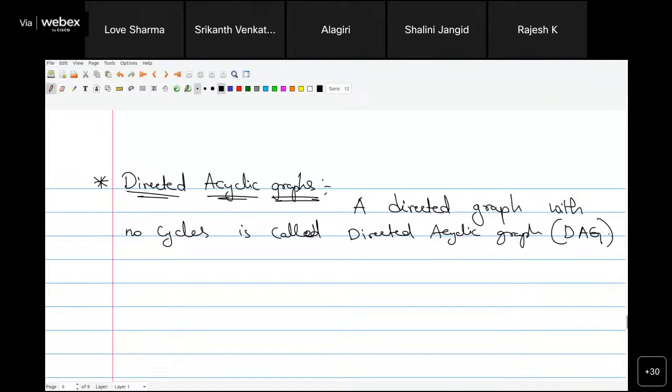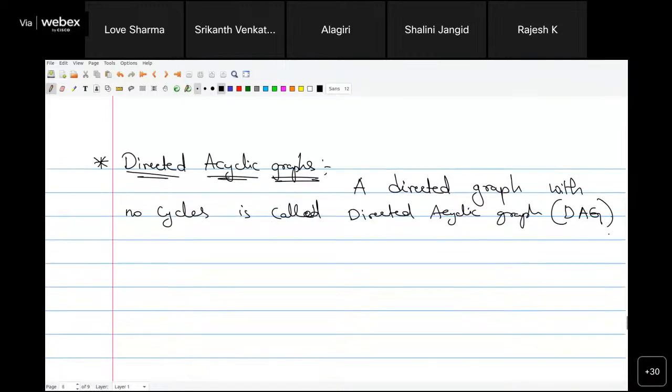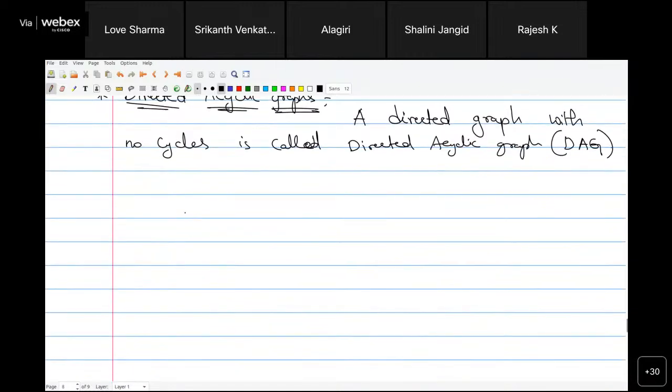So this is very simple. A graph which is directed, and in that particular graph, if you don't have any cycles, just recall, we just explained what cycles are. If there are no cycles inside my directed graph, then that particular directed graph is called a directed acyclic graph, in short DAG. So I'll give you two graphs now. Tell me which one is a DAG and which one is not.